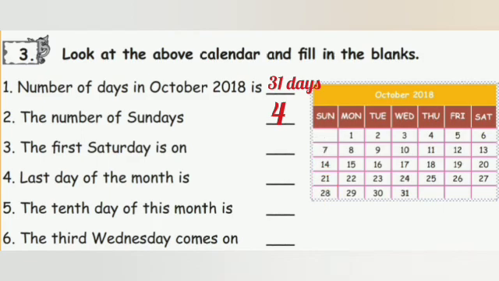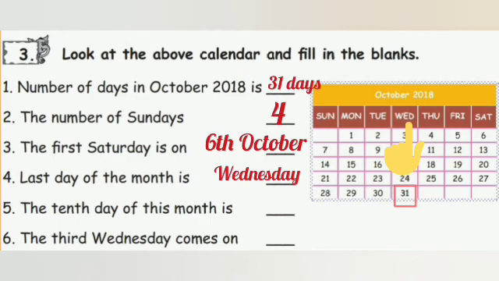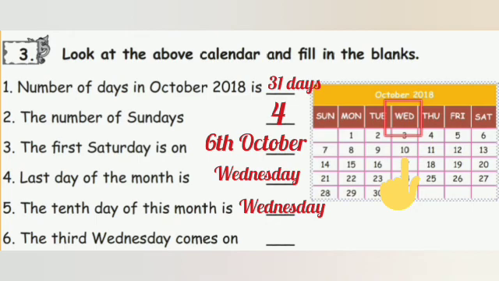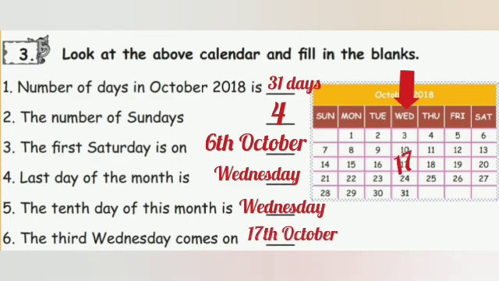The third one, the first Saturday is on 6th October. Fourth one, the last day of the month is Wednesday. Children, what is the 10th day of October 2018? Yeah, Wednesday. Children, 6th one, the third Wednesday comes on 17th October.